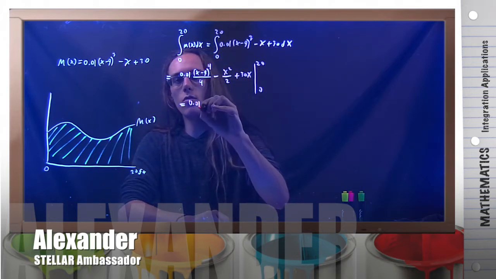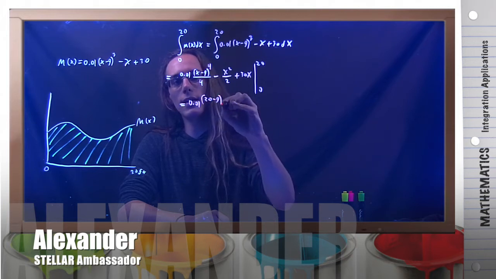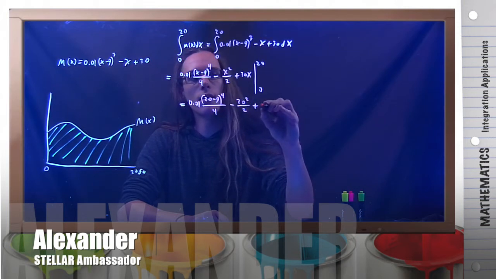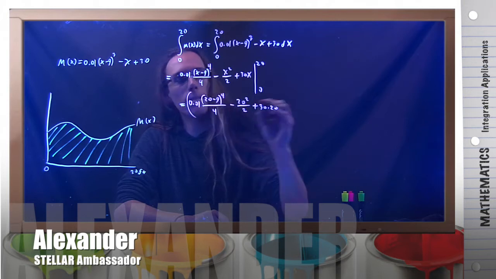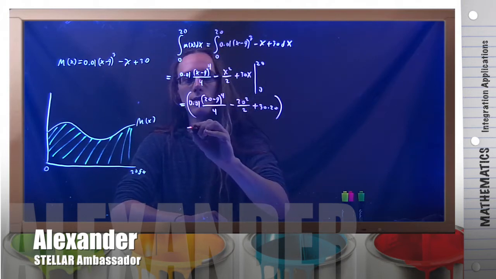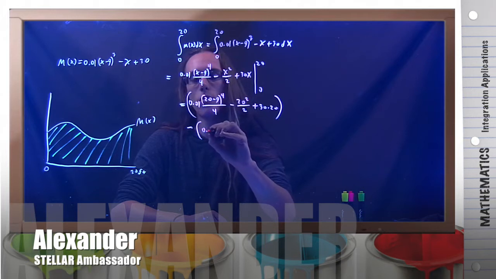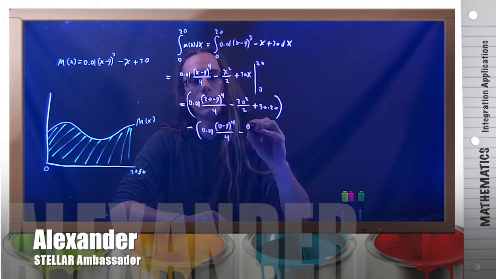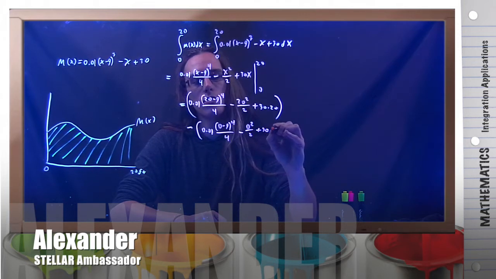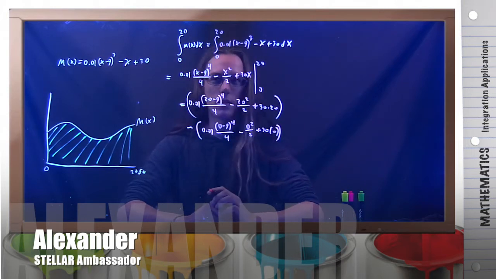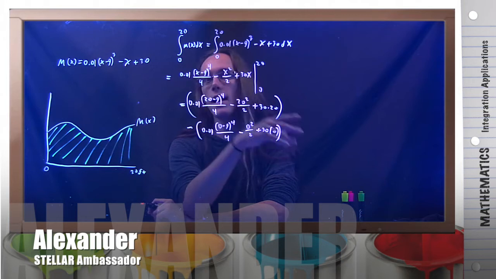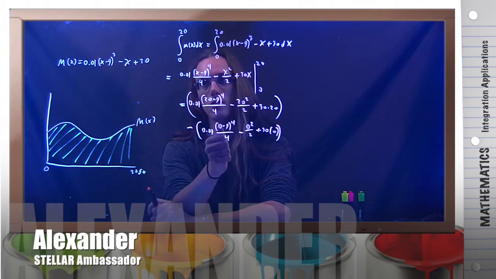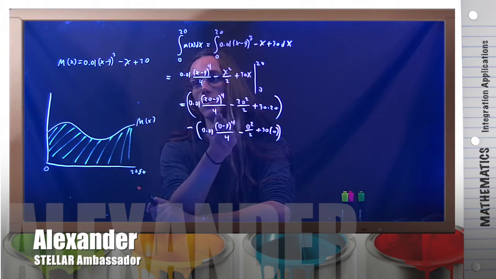So this is going to be 0.01 times (20 minus 9) to the fourth over 4, minus 20 squared over 2, plus 30 times 20. And we have to subtract from all of that this when I plug in 0. So 0.01 times (0 minus 9) to the fourth over 4, minus 0 squared over 2, plus 30 times 0. Be careful about this. People will tend to assume that the entire second half of this is just 0 when it's not. These individual terms are 0, but notice that 0 minus 9, that's going to be a value. It doesn't just zero out.